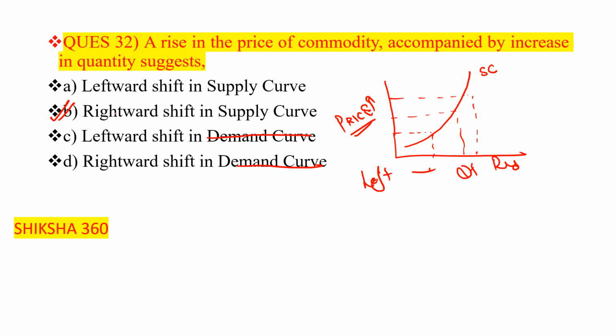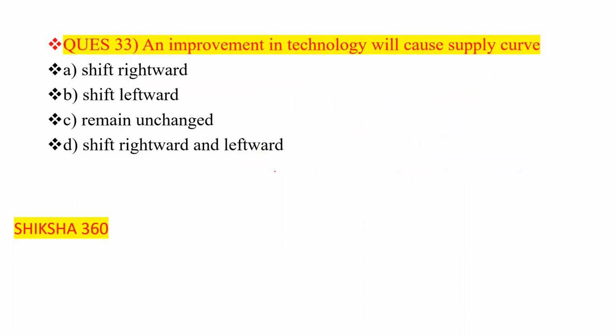That is a rightward shift in the supply curve. Clear? So option B is the correct answer here. Now move to the next question.